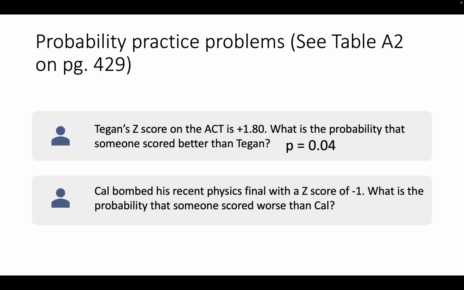Now, who can tell me the probability that someone scored worse than Cal? Well, Cal has a physics final z-score of -1. And what is the probability that someone scored worse than Cal? Take a second, pull up the table in the back of your book, and let's see what the associated probability value is. You should find that the associated probability value with a negative z-score of 1, and remember you're going to look at the absolute value of that z-score, is going to be 0.16. So it's not very likely that someone scored worse than Cal, right? He kind of bombed his physics final.